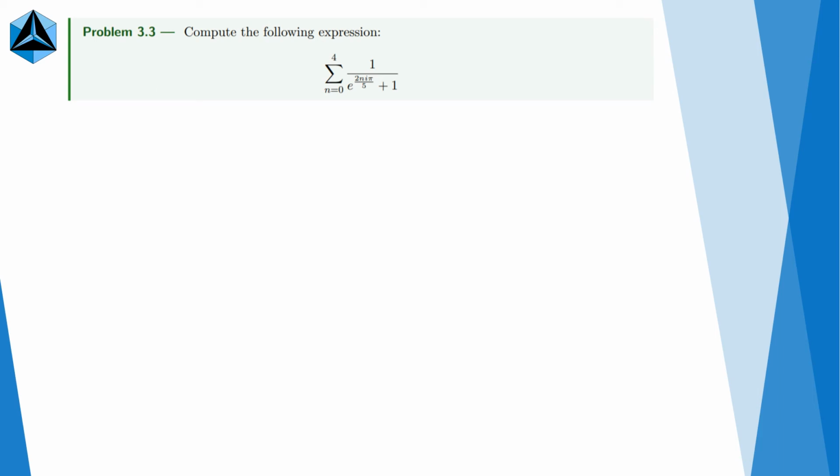This is a bit of a weird one. So it says compute the following expression. The sum from n equals 0 to 4 of 1 over e to the 2n i pi over 5 plus 1. If you don't know, e to the 2n i pi over 5 is a complex number. It's the exponential form of a complex number. It's essentially saying cis 2n i pi over 5, if that's more familiar.